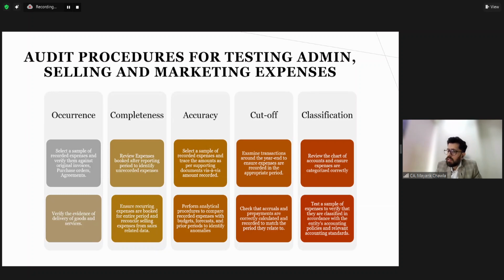Then cut off, the year-end expenses need to be verified. I already gave an example in the form of the brokerage. The accruals and prepayments have to be calculated accurately. So there might be expenses which are of prepaid nature. So that classification has to be appropriately done as prepaid and not to be transferred to the P&L. So classification is important because it has to be as per the applicable FRF, the financial reporting framework. It has to be classified appropriately, all the expenses, and those have to be taken care of while we are vouching for the expenses that the accountant had selected is right.